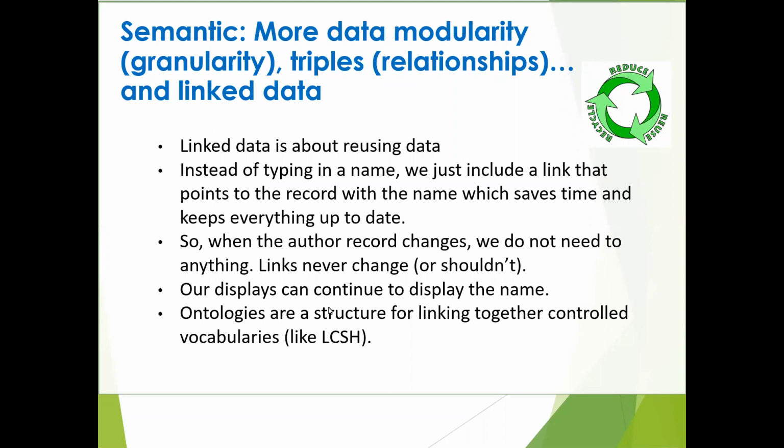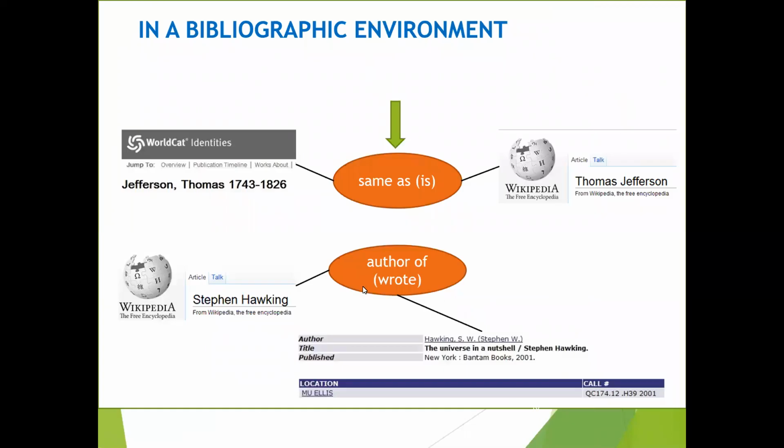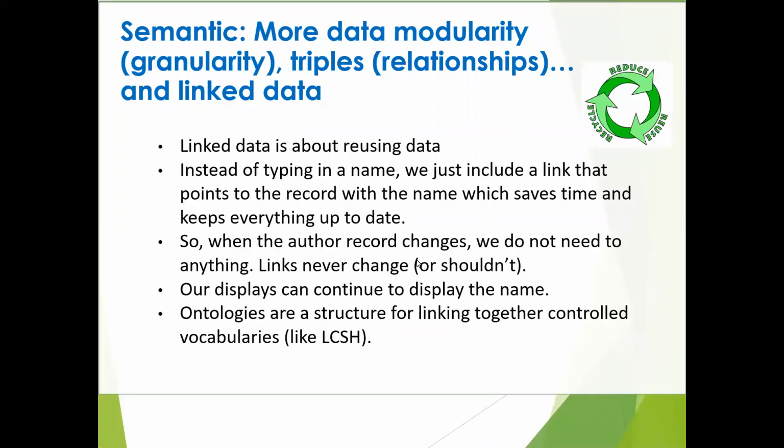So when you think about the semantic web or the Internet of Things or Web 3.0, whatever term works for you, pick one. Doesn't matter to me. If you want to, just semantic web is kind of cool. So more data modularity, breaking down those data bits more, granularity, provides more opportunities to use the data in different ways, triples, focused on relationships, and then linking to, so we could link from Thomas Jefferson in our authority file. We could also link over to Wikipedia, linking to data instead of reusing it.